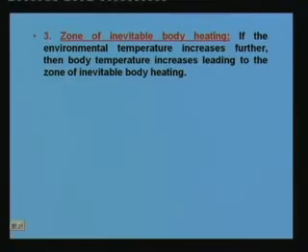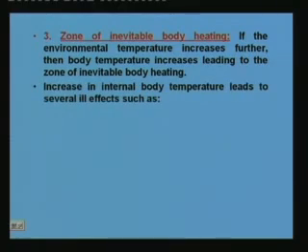Now, if the temperature increases further and the outside conditions are not favorable, then the body enters into what is known as the zone of inevitable body heating. Just like zone of inevitable body cooling, during this zone the body temperature starts increasing. Increase in internal body temperature leads to several ill effects. This could be very, very dangerous.